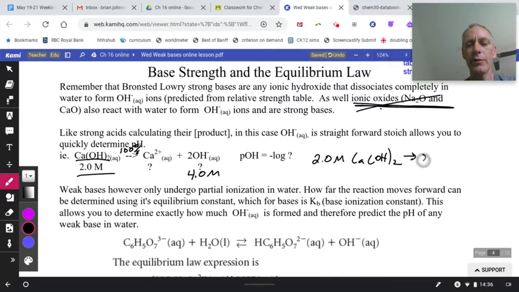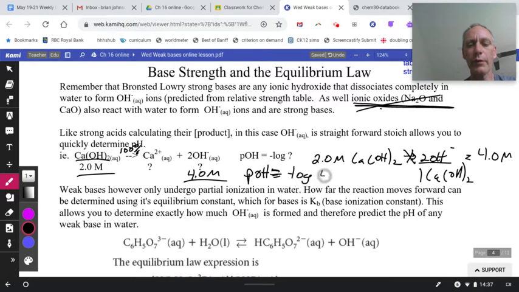Ca(OH)2 dissociates into 2 hydroxides. So that means we would go times 2 hydroxides for every 1 Ca(OH)2. So that's where the 4 mole per liter would come from. So once you have 4 moles per liter, you could figure out the pOH, negative log of 4, and then you could get the pH as well. So that's what strong bases look like.